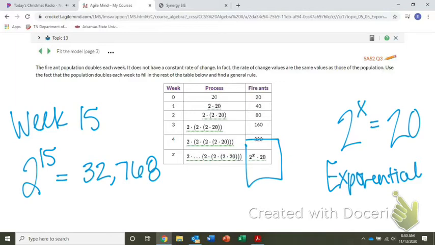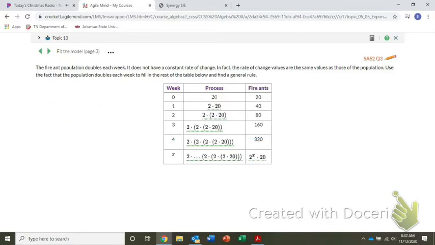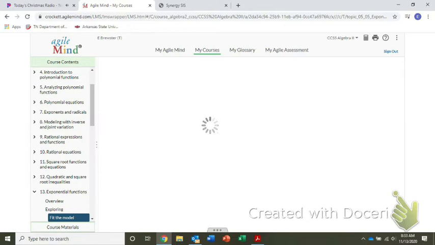All right, let's see. Number 4 on the next page. It wants to determine if the data represents a rate of change that is linear, quadratic, or exponential. So, let me go to the workbook page.